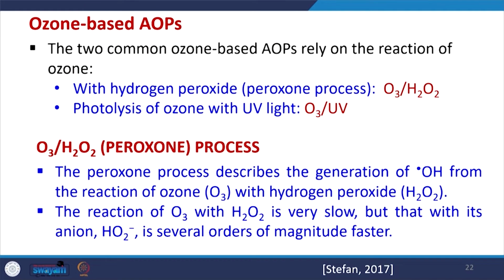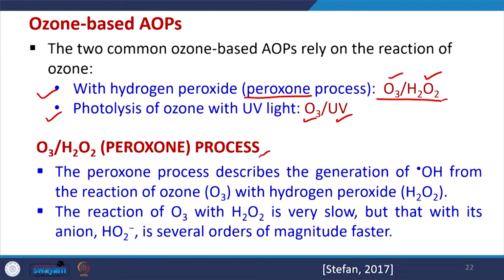Now, there are different ozone based AOPs which are used for wastewater treatment. The two common methods include ozone with hydrogen peroxide and ozone with photolysis. With hydrogen peroxide it is called O3/H2O2, so we can see here the peroxide is there and ozone is there. Similarly, ozone in combination with UV is also possible. The first process is also called the peroxone process, and we are going to study this process in detail here.